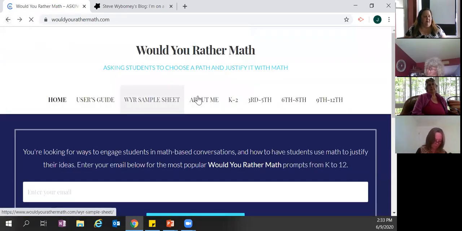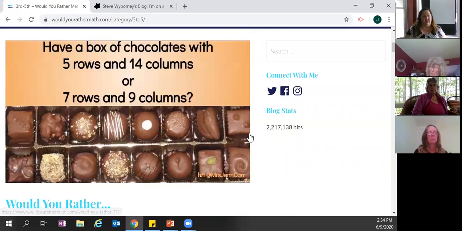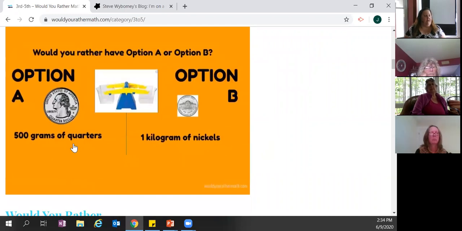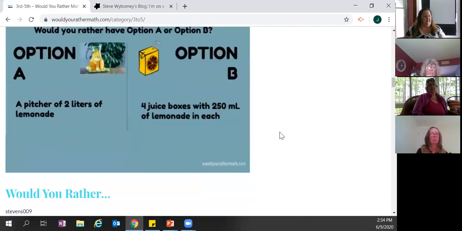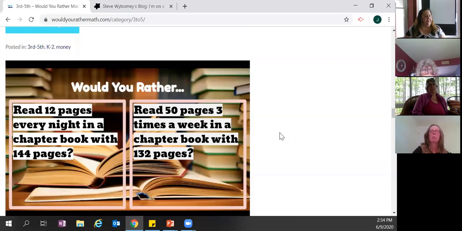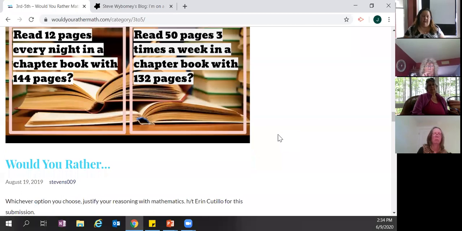So they're going to be calculating the value of that money. I'm going to go back and go to the 3-5. Would you rather have a box of chocolates with 5 rows and 14 columns, or 7 rows and 9 columns? So starting to look at multiplication. A weight worth of quarters, or a different weight worth of nickels. This one had to do with lemonade and juice boxes. Again, the quarters and money show up in this one. Would you rather read 12 pages every night in a chapter book with 144 pages, or read 50 pages 3 times a week with a chapter book with 132 pages? So it gets them thinking.